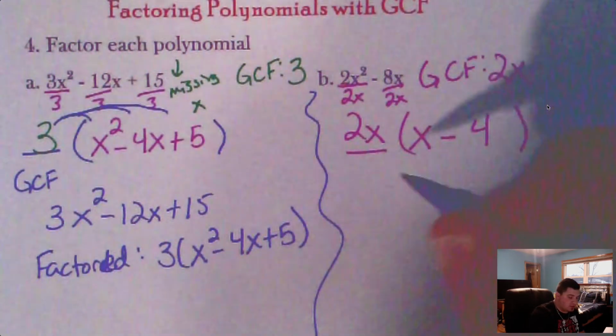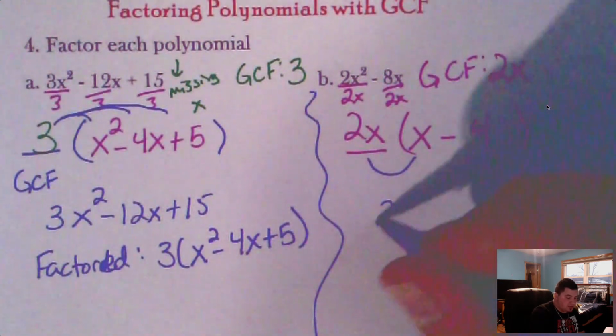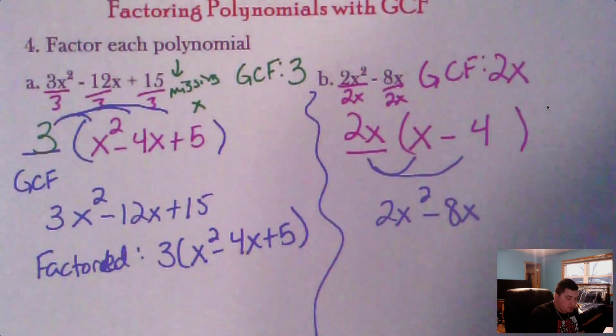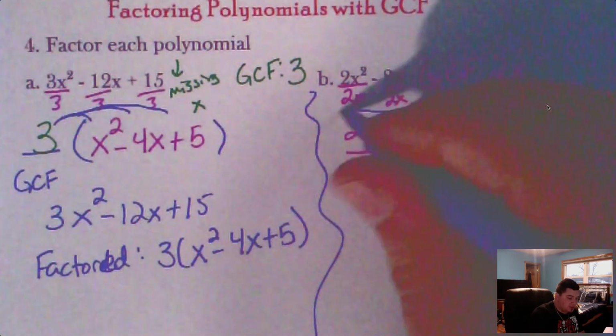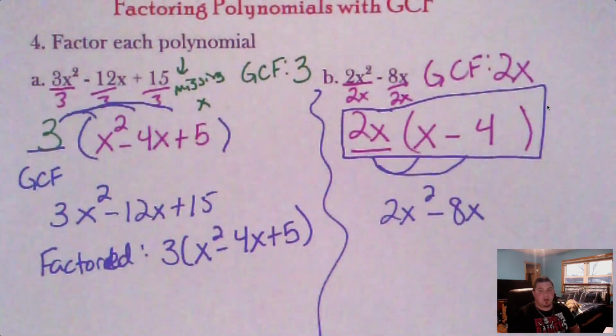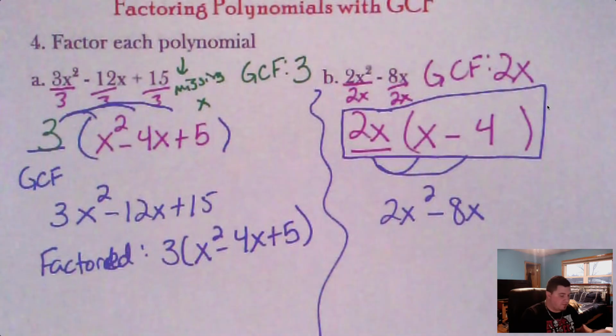Quick little check. 2x times x is 2x squared. 2x times negative 4 is negative 8x. It matches. There is our answer. Okay, so that's how you would factor with just GCF.